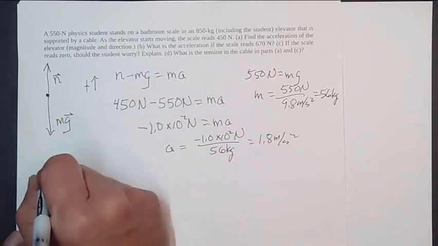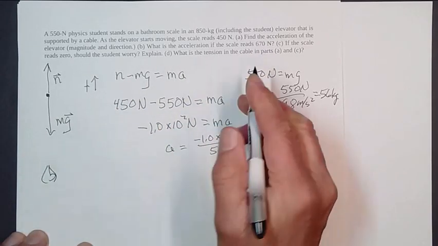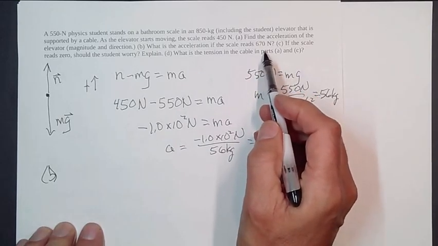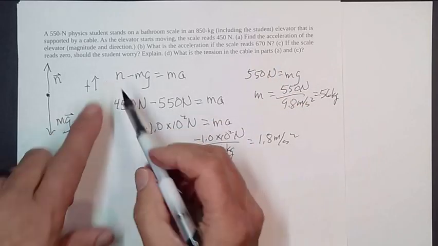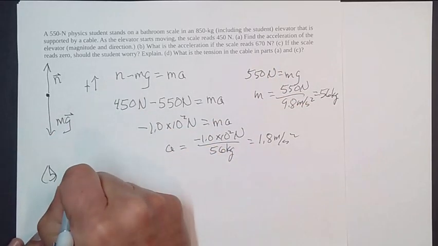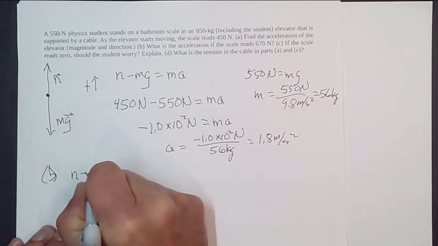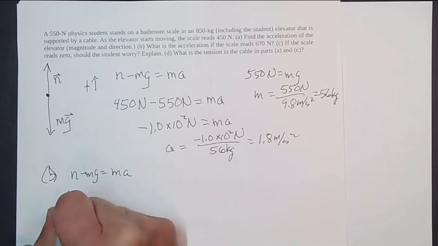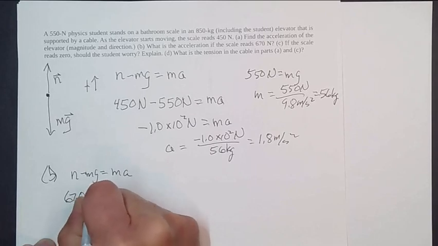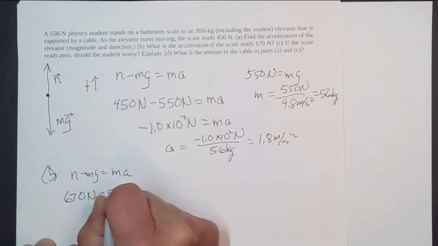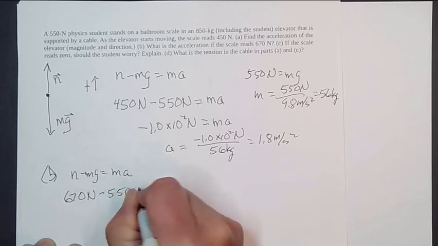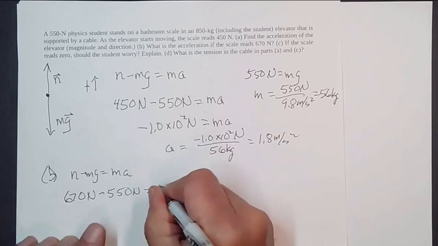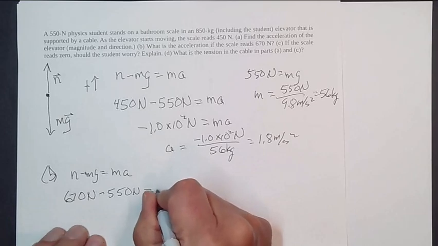Alright, part B says, what is the acceleration if the scale reads 670 newtons? Oh, well, the scale reads the normal force, so I can still do this. N minus mg equals ma. N is 670 newtons minus 550 newtons. That's the mg for the student. That will equal, looks to me like 120 newtons.